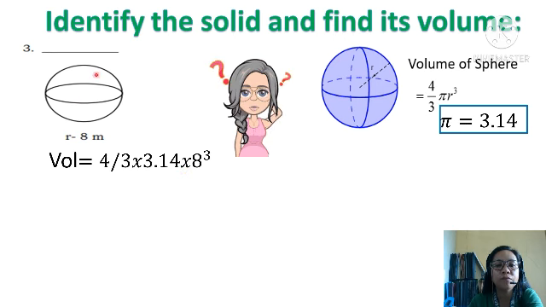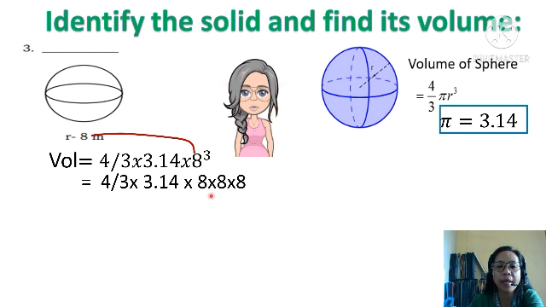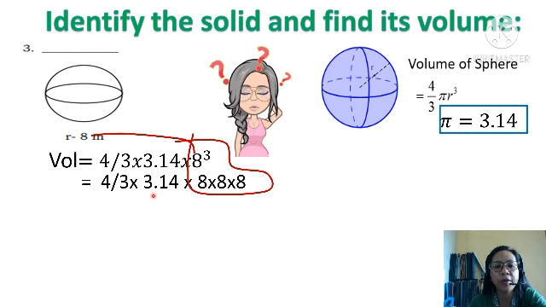Now, you are going to simplify 8 cube. Like this. Okay. So, 4/3 times 3.14 times 8 times 8 times 8. Sinadya kong isimplify yan para hindi kayo mahirapan at hindi kayo malito. Baka mamaya, akala nyo 8 times 3. Wrong. Hindi po yan. Gawin nating 3 beses i-multiply si 8 kasi 3 yung kanyang exponent. Okay? So, magiging 8 times 8 times 8 na siya. Okay ba?